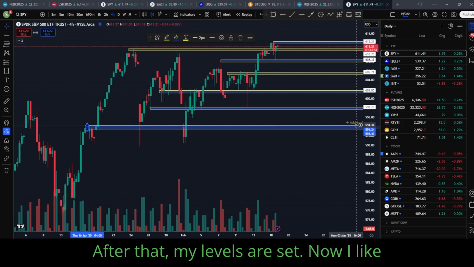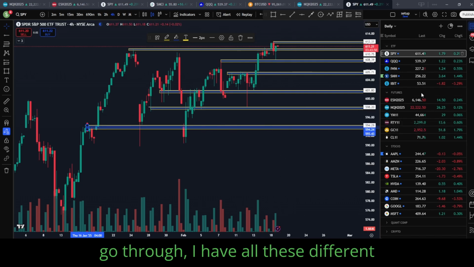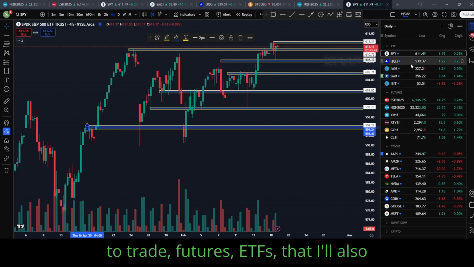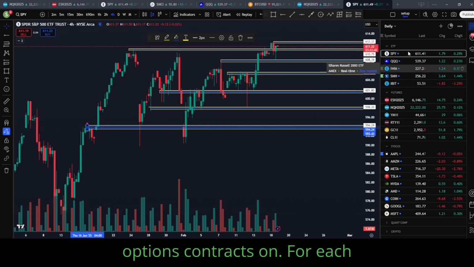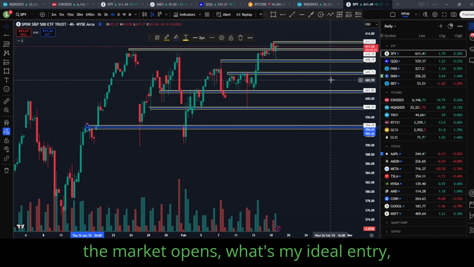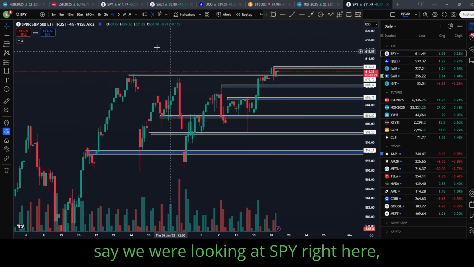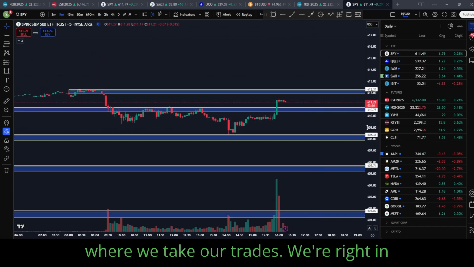After that, my levels are set now. I like to finalize my watch list. I have all these different stocks that I watch for options, futures to trade futures, ETFs, that I'll also play either 0 DTE or other types of options contracts on. For each stock, I define my trading plan before the market opens. What's my ideal entry? What's my stop loss? My profit target? So say we were looking at SPY right here, and we zoom into a 5-minute, which is where we take our trades.